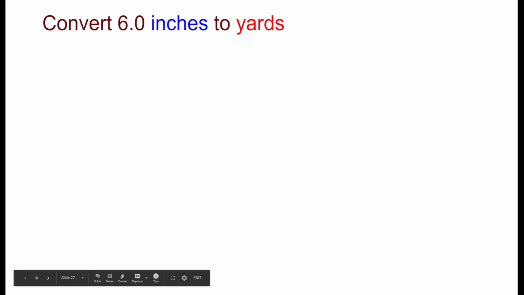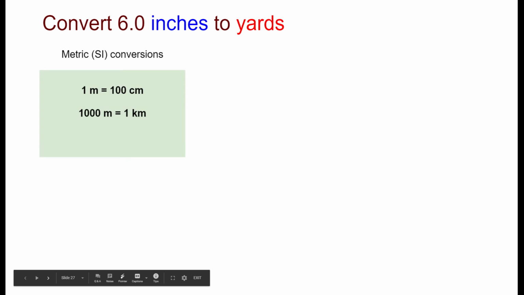All right, let's look at another example. In this one, we're going to convert 6.0 inches to yards. This is an example using distance. Thing about distance is there's lots of different ways of measuring distance. There's metric conversions that have centimeters and kilometers, so we know those kind of conversions.